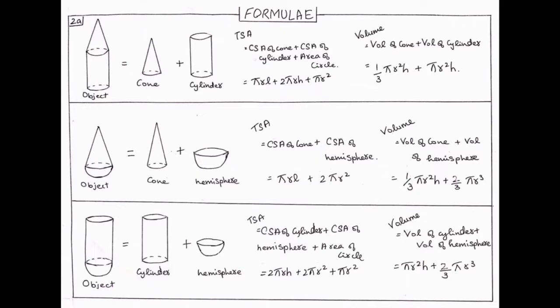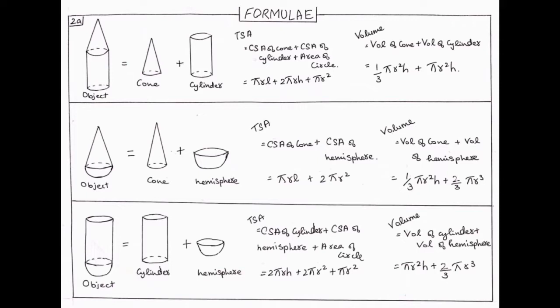The second object is a combination of a cone and a hemisphere. The total surface area will be CSA of cone plus CSA of hemisphere, which is pi r l plus 2 pi r square. The volume will be volume of cone plus volume of hemisphere, which is 1 by 3 pi r square h plus 2 by 3 pi r cube.